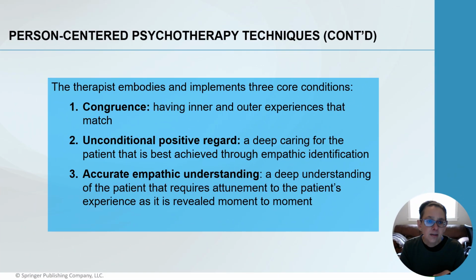And again, I want to just focus on these core things. Congruence: having inner and outer experiences that match. Unconditional positive regard: a deep caring for the patient that is best achieved through empathetic identification. Accurate empathetic understanding: a deep understanding of the patient that requires attunement to the patient's experience and is revealed moment to moment. So really those are the core of that person-centered psychotherapy technique. Just being there for the patient. You know, sometimes all that the patient needs is somebody to be there for them.